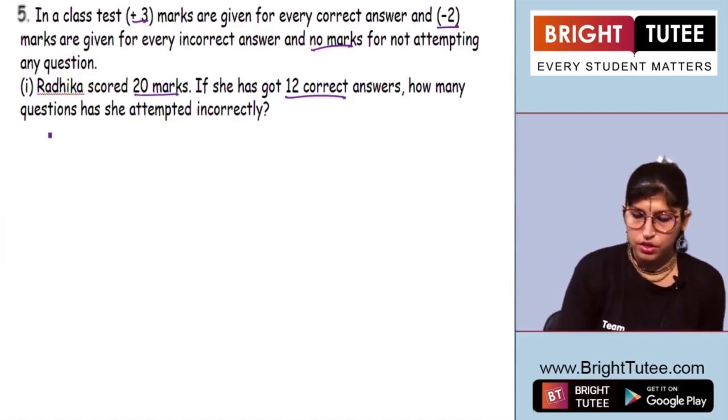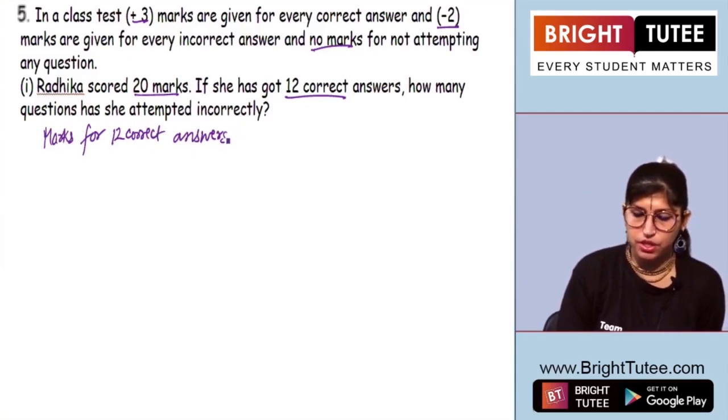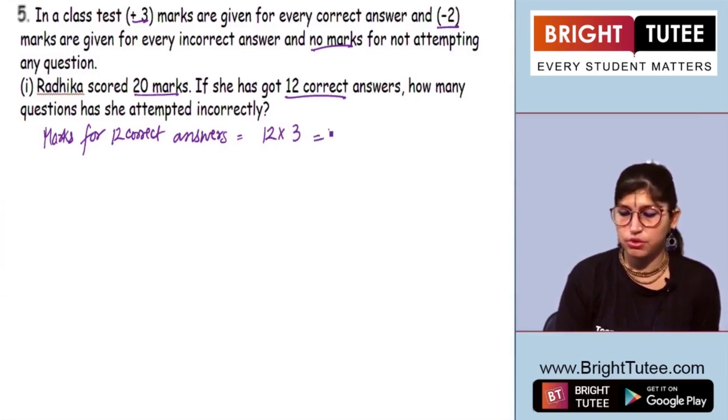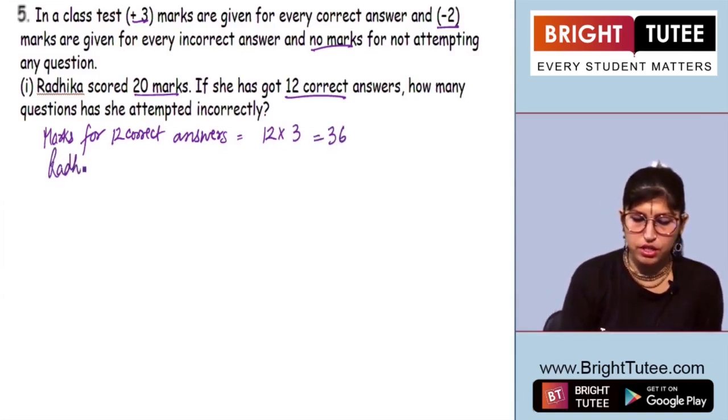Now, the marks she'll be getting for 12 correct answers will be, for every correct answer she'll be getting +3. So for 12 correct answers she'll be getting 12 times +3, which will be 36 marks. Now the total score which Radhika scored is 20 marks in all.